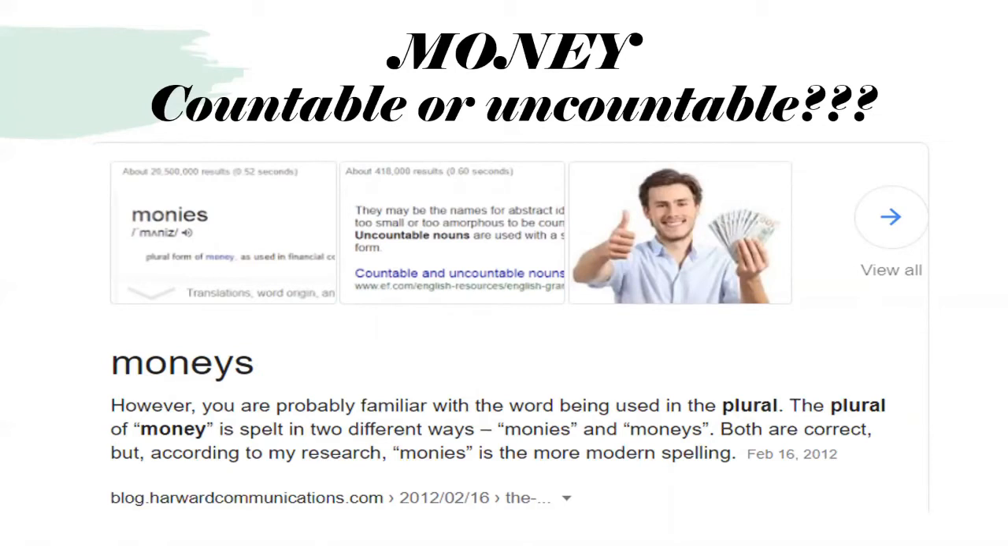Before, when I was growing up, money was uncountable. It means that you guys know that countable means you can count it, and then uncountable, you cannot count it. For example, you cannot count the quantity. For example, water, rice, salt, sugar, you cannot count it one by one, okay? So apparently now in English, money is countable.